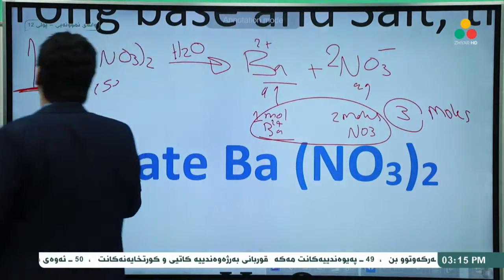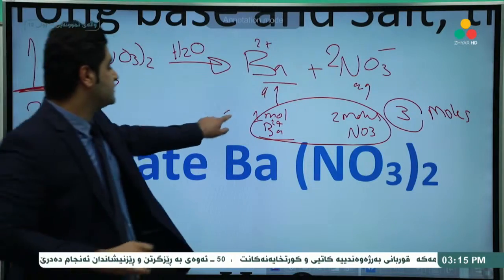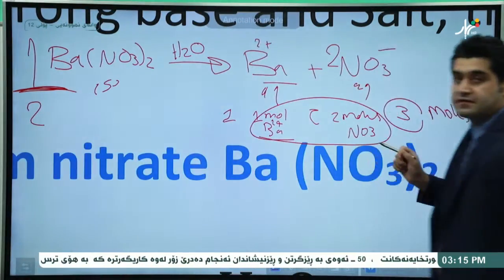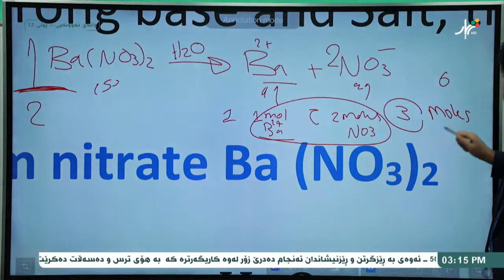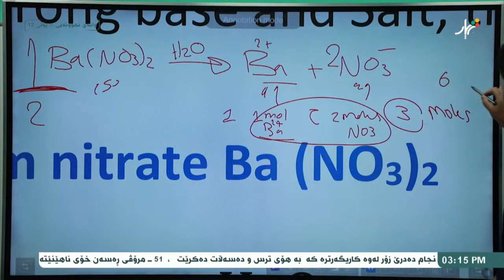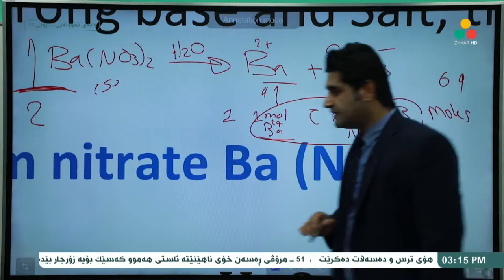So what will happen if we dissolve 2 moles of BaNO3? We should multiply this by 2. In the result, we will get 6 moles of the ions. What will happen if we dissolve 3 moles of BaNO3? We will get 9 moles of the ions. You see that? It's very easy.